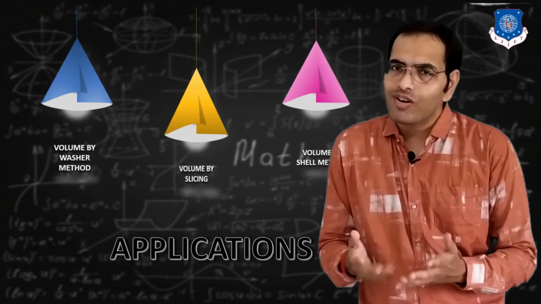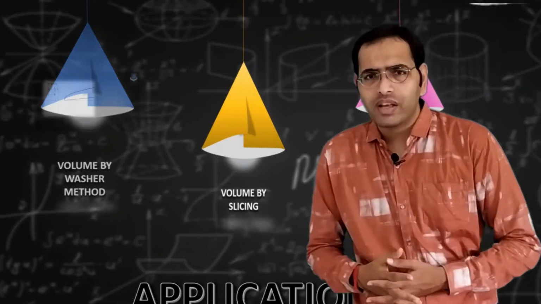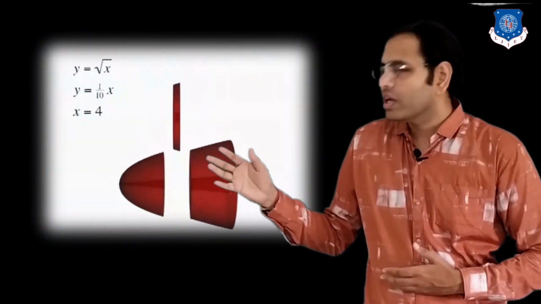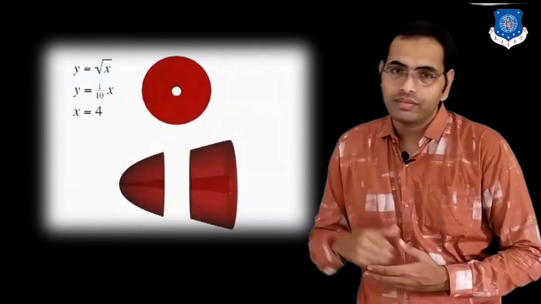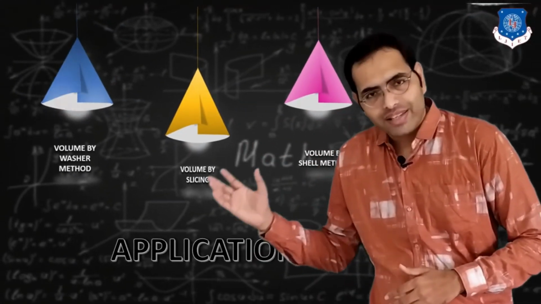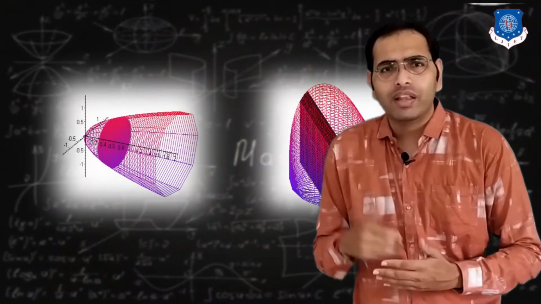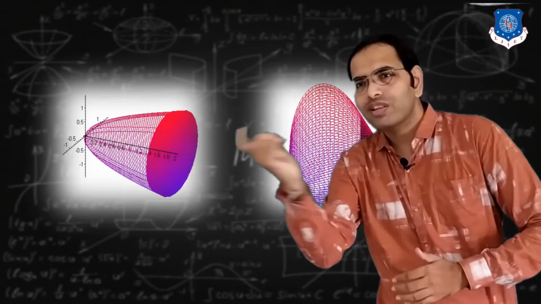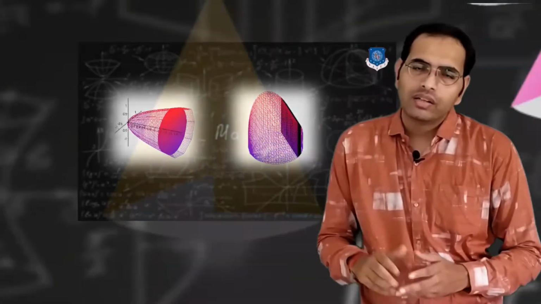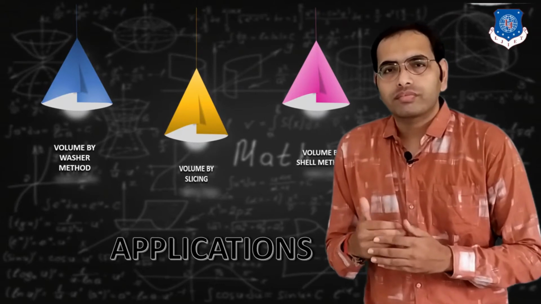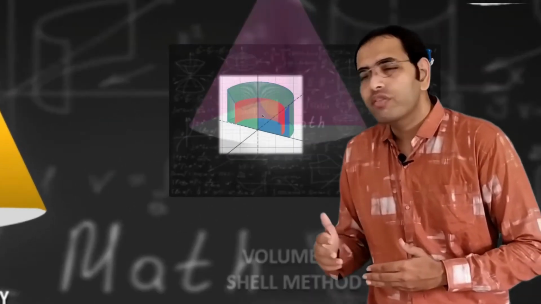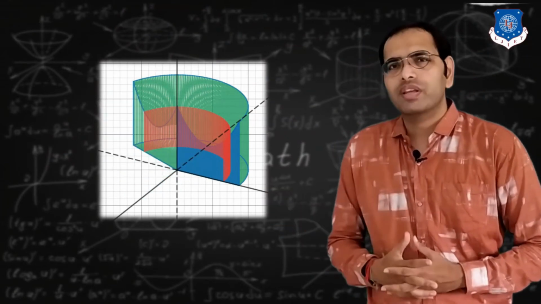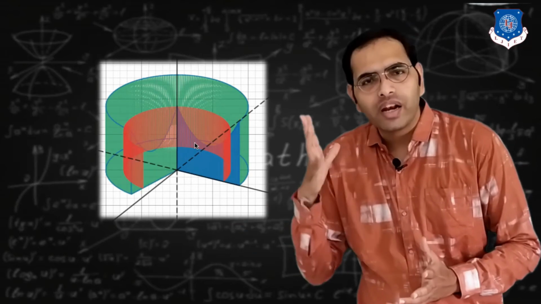Firstly, that is the washer method. With the help of washer method, we can find the volume. In this graphical representation, we see how the washer works. Secondly, slicing method. With the help of slicing method, we can find the volume. In this graphical representation, how the slice was generated. Thirdly, shell method. With the help of shell method, we can find the volume. In this graphical representation, how the shell is generated.